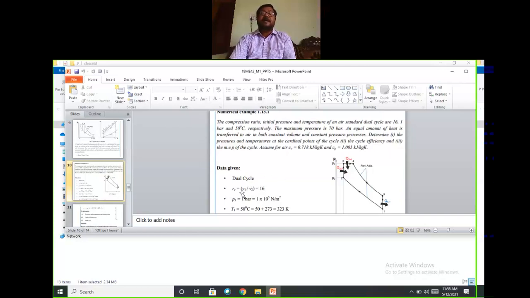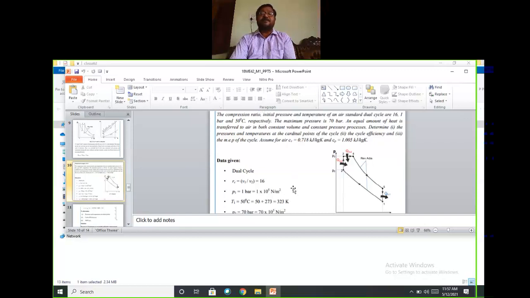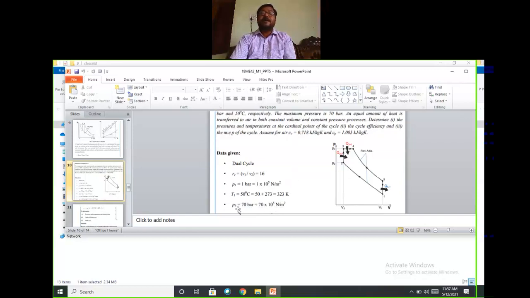For the dual cycle, the compression ratio rc is V1 by V2, which is 16. And P1 is 1 bar; 1 bar is 10 to the power of 5 Newton per meter square. T1 is 50 plus 273, which becomes 323 K. And then P3 is 70 bar, that is 70 into 10 to the power of 5. P3 is the maximum pressure.